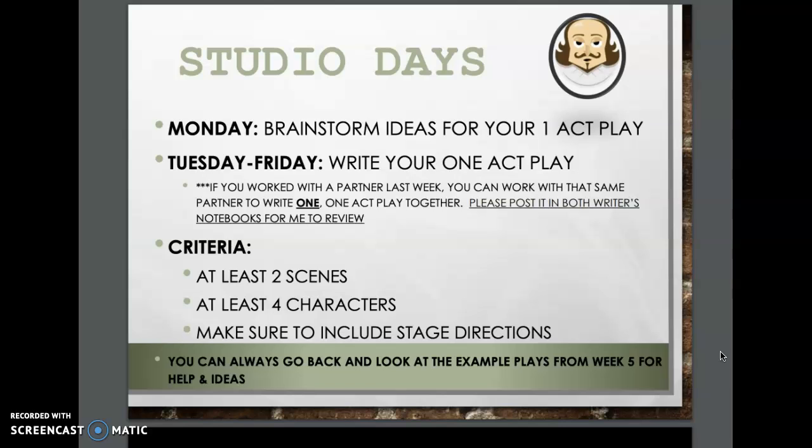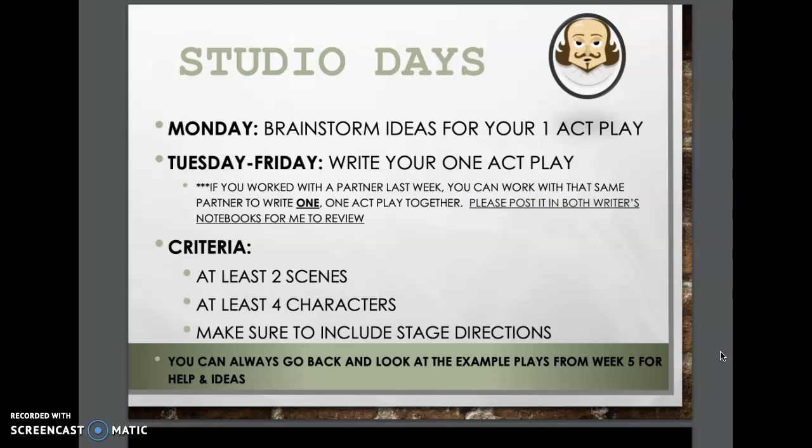The only thing I ask is that you have to post that one-act play in both of your writer's notebooks for me to review. So, for example, I know Jaden and Nick were working together last week. They have to both post their one-act play in each of their writer's notebooks so that I can review it.